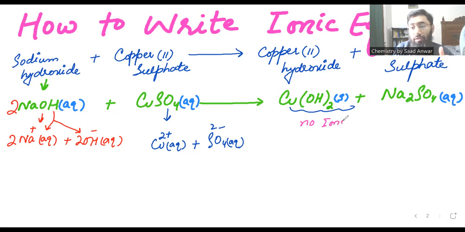Very important point. I am getting no ions here because copper hydroxide is insoluble, and I know most hydroxides are insoluble in water. Copper hydroxide remains as a precipitate, so I will get no ions from copper hydroxide. But from sodium sulfate, I am going to get sodium ions in aqueous form, and I am going to get sulfate ions in aqueous form.